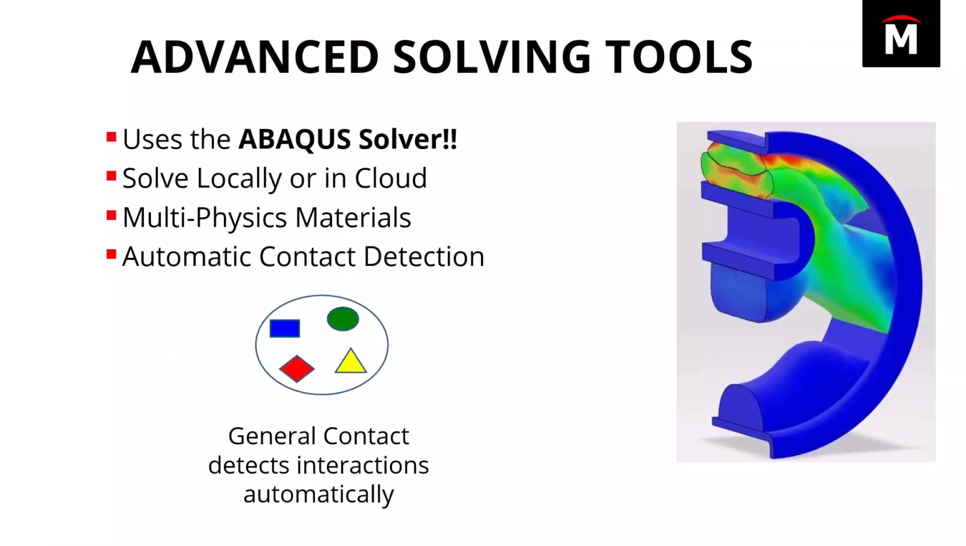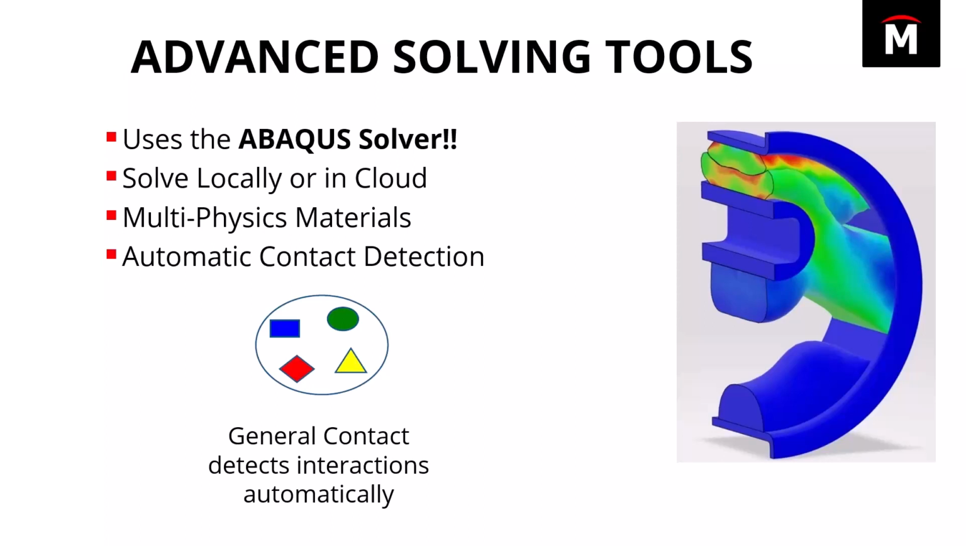And advanced solving tools. I mentioned all of this is using the Abaqus solver, even when you're running the linear static stuff. You can solve this locally on your machine, or you can solve it in the cloud. It actually comes with an embedded license for a number of cores on Dassault Systèmes cloud servers, and you can spend some credits to solve up to 144 cores. So solve time, big reason to come here.